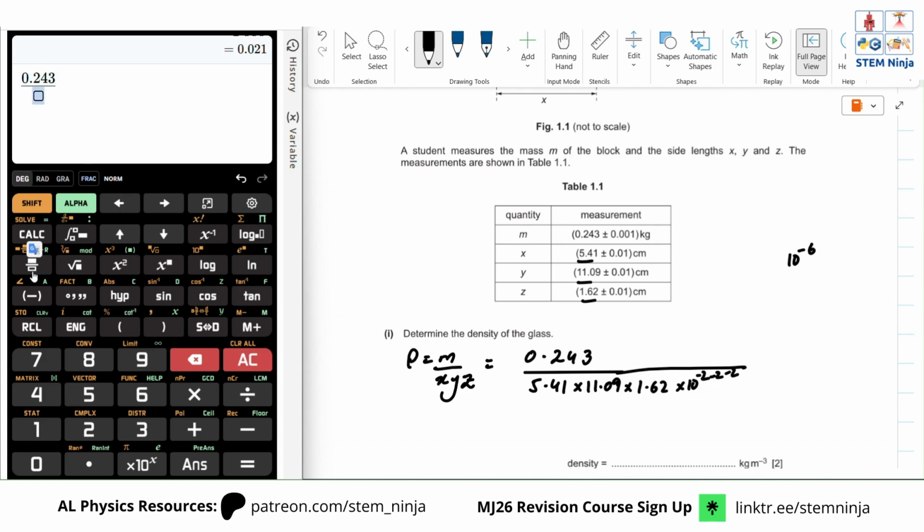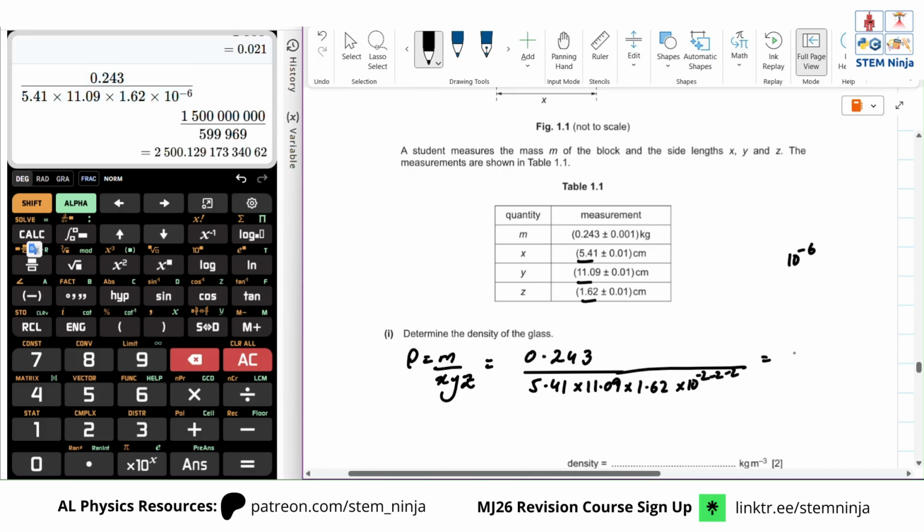So this would become 0.243 divided by 5.41, times 11.09 times 1.62 times 10 raised to power minus 6. This would be 2500, and that's already in two significant figures, so that's okay with us.